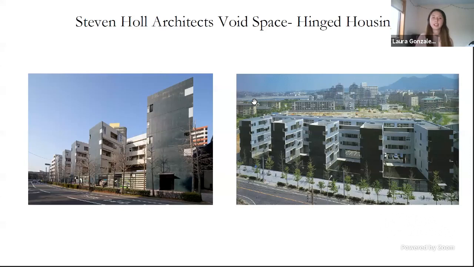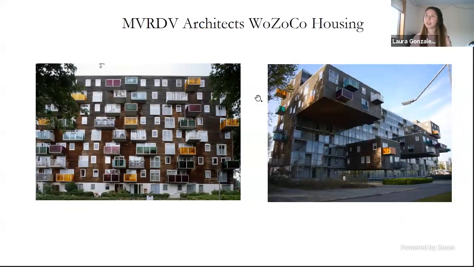So for precedents for this project, one of the ones that I was really interested in was the Steven Holl Architects Void Space Hinge Housing Project. It kind of follows the typology of a linear block with the units protruding out of this one block. And then this project from NVR Architects that I really love during this process really inspired me.